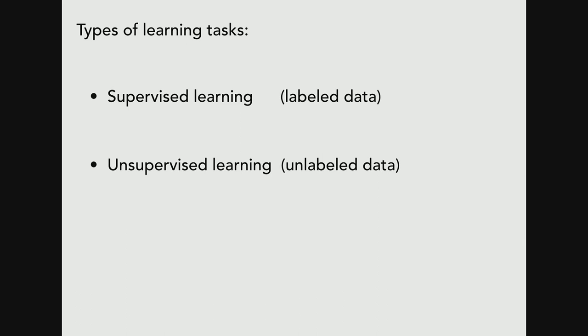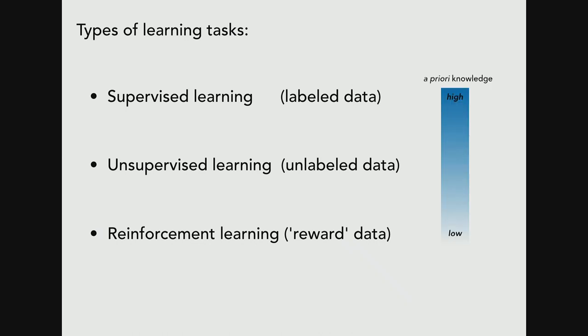Okay, so now basically machine learning, you can think of dividing at a very high level into different kinds of tasks. These broad classes of tasks are supervised learning, unsupervised learning, and reinforcement learning. And you can think of these as corresponding to how much knowledge you have about your data a priori. By a priori, I just mean upfront. So in supervised learning, you have a lot of information.